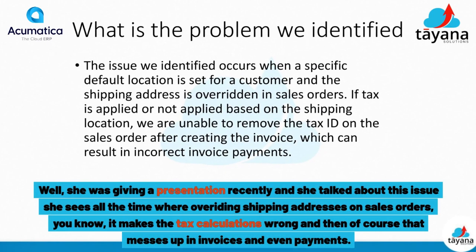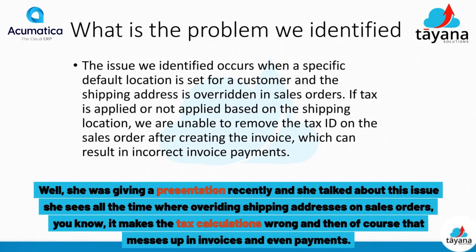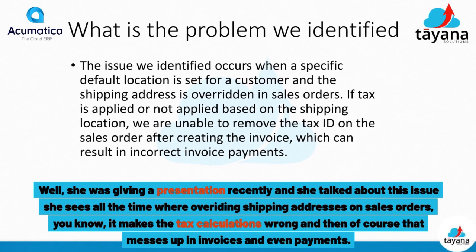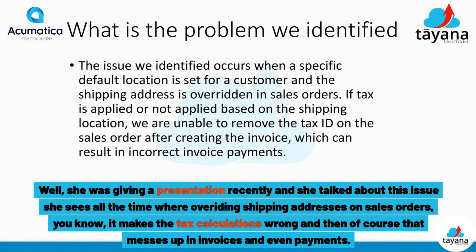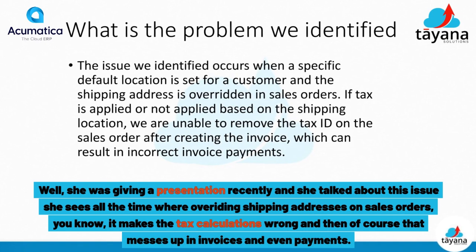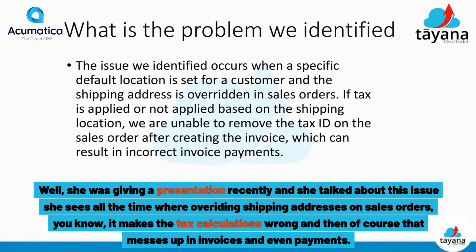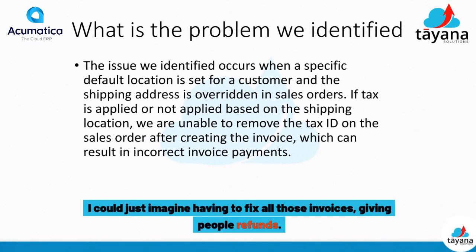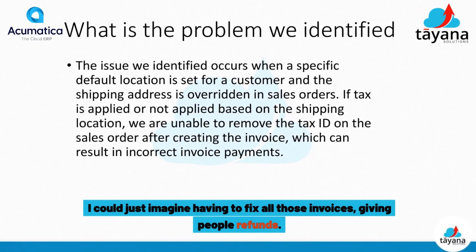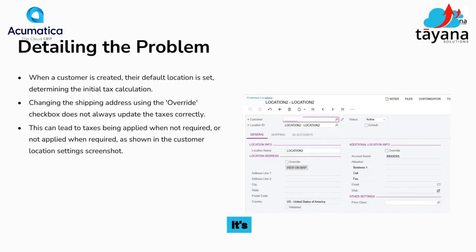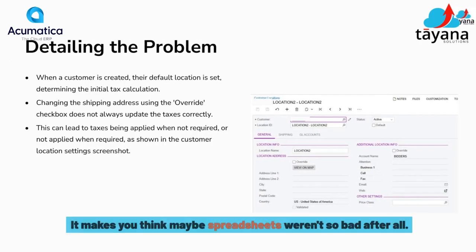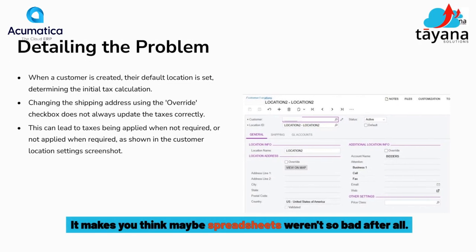Well, she was giving a presentation recently, and she talked about this issue she sees all the time where overriding shipping addresses on sales orders makes the tax calculations wrong. And then, of course, that messes up invoices and even payments. Ouch. I could just imagine having to fix all those invoices, giving people refunds, dealing with frustrated clients. It makes you think maybe spreadsheets weren't so bad after all.